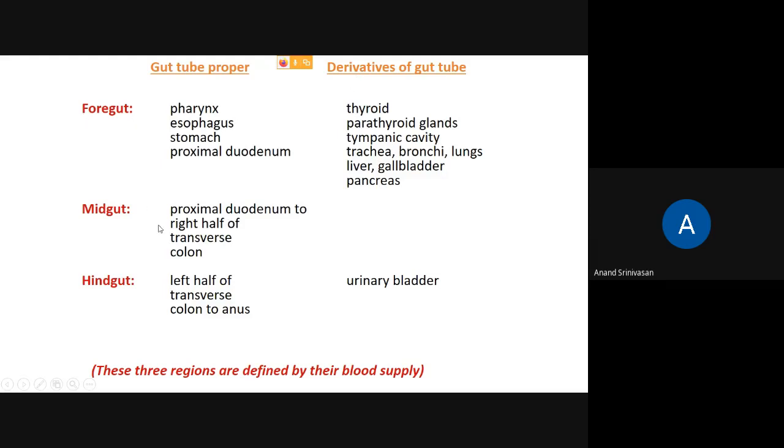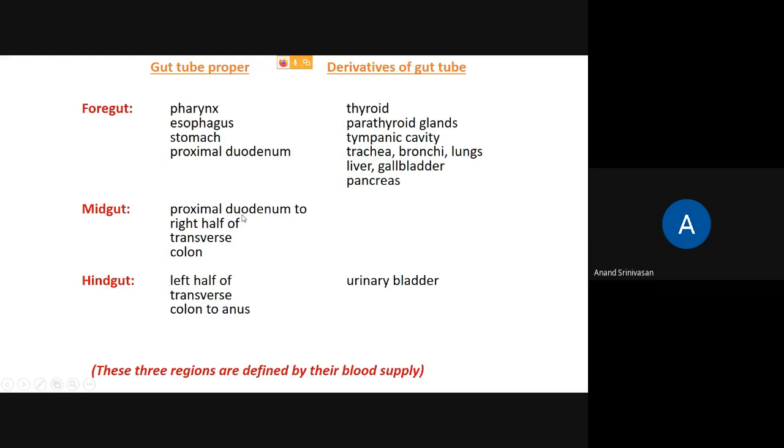Now midgut, what are the structures which develop from the midgut? The remaining portion of the duodenum, that is the distal duodenum. So here I mentioned it wrongly, it's the distal duodenum, up to the right half of the transverse colon. Approximately the right half of the transverse colon. Some books say the right two-thirds of the transverse colon. So until this part, it is derived from the midgut.